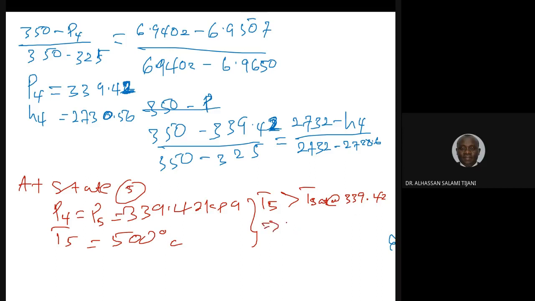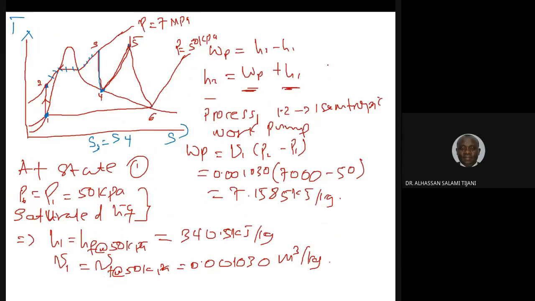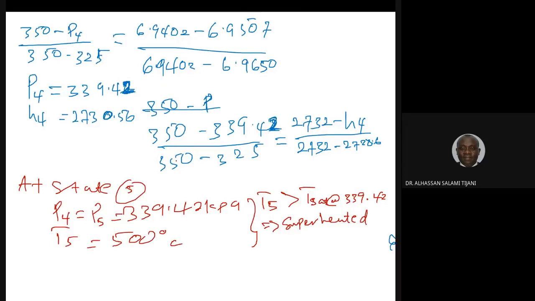So this implies superheated. It is even clear that it is superheated because state 5 over here is always at the superheated state. Now, next, it seems again we need to do interpolation. So for questions like this, you need to be extra careful.